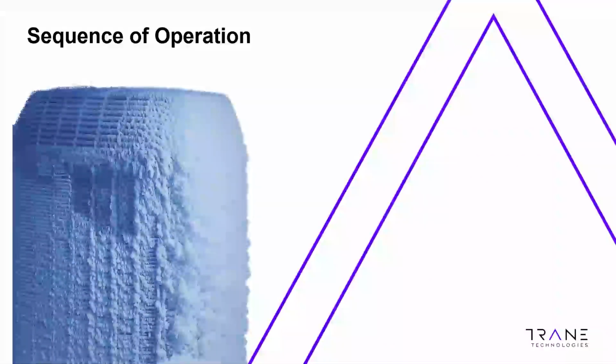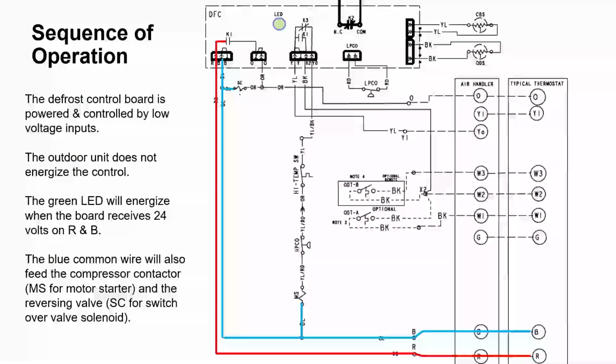All right, so we're going to run through the sequence of operation really, really quickly because quite frankly, it's kind of dry and boring, but you guys need to understand it. So, all right, first things first, we've got to have 24 volts to R and B. Again, the compressor contactor will close and operate the compressor without 24 volts on R and B. So it's very important that we get that, because without this, it will never go into defrost.